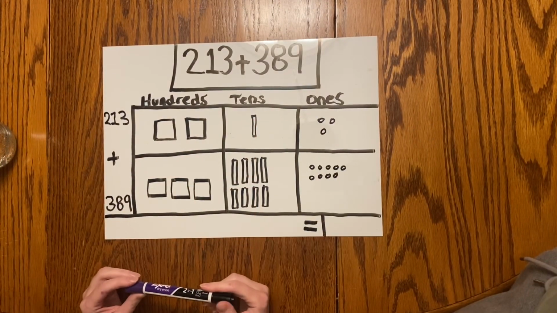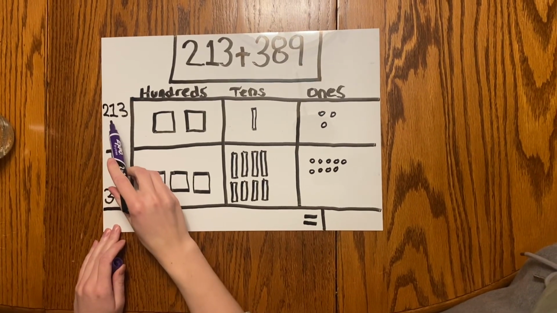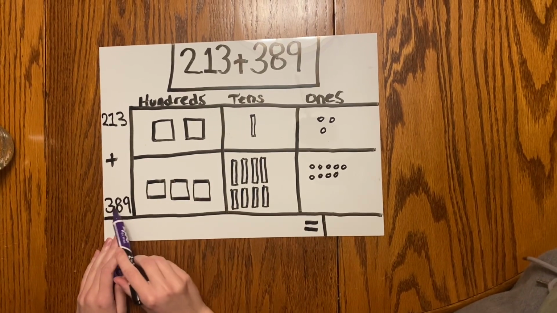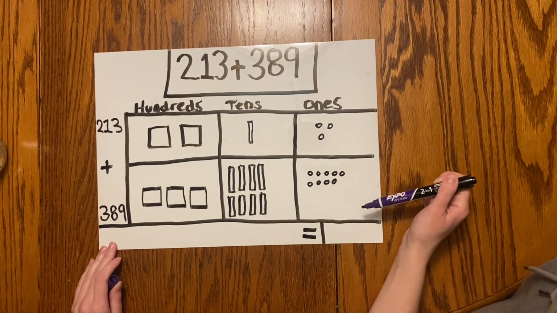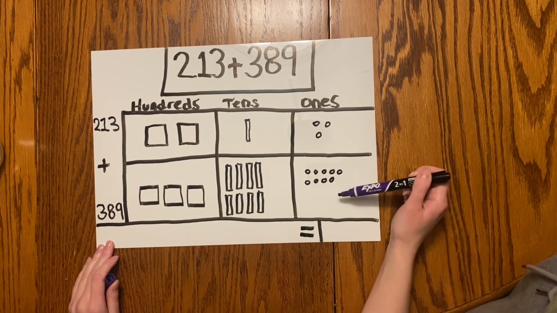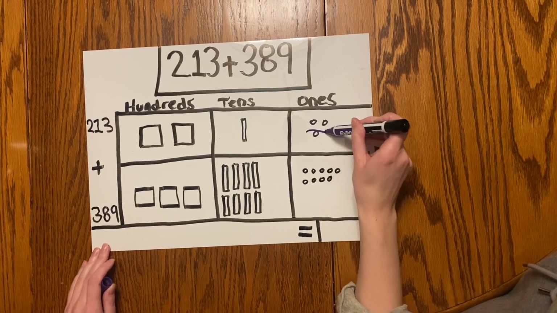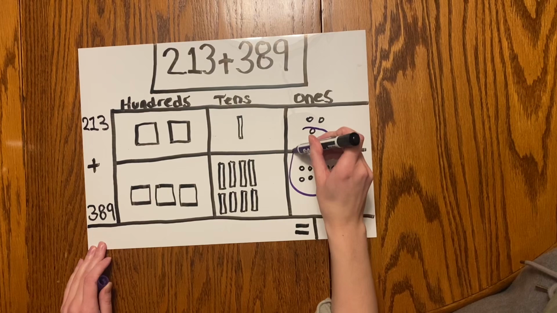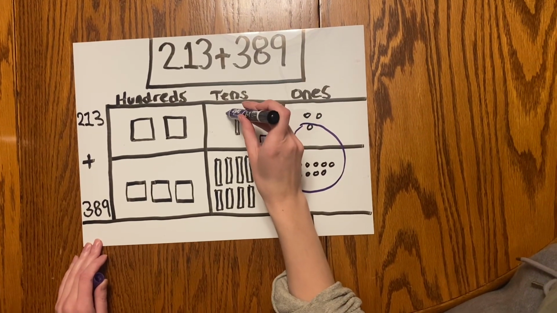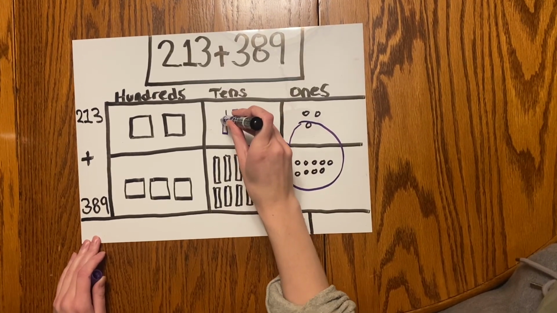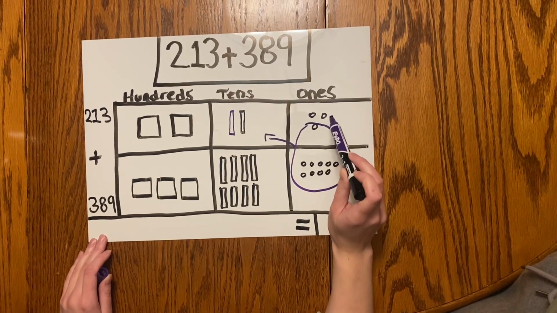Now to our pictorial representation. So once again, we have 213 represented here, 389. So we will start with the ones column again. So 3 plus 9 gives us 12 again. So we are going to trade 10 ones for 1 more rod of 10. So now we only have 2 ones left in the one column.